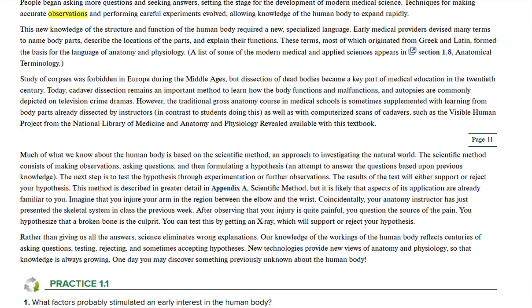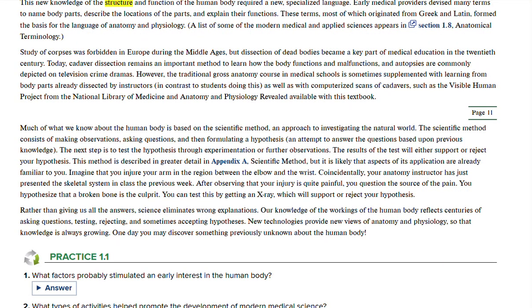Techniques for making accurate observations and performing careful experiments evolved, allowing knowledge of the human body to expand rapidly. This new knowledge of the structure and function of the human body required a new, specialized language. Early medical providers devised many terms to name body parts, describe the locations of the parts, and explain their functions. These terms, most of which originated from Greek and Latin, formed the basis for the language of anatomy and physiology. A list of some of the modern medical and applied sciences appears in section 1.8, Anatomical Terminology.